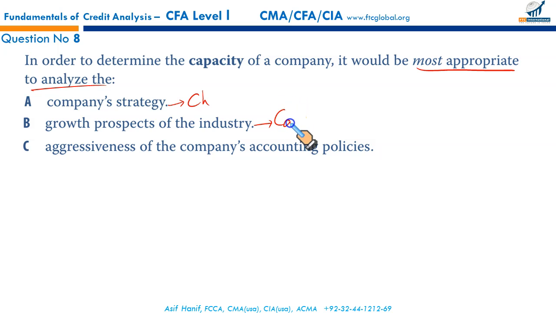So this is true, this is capacity. And aggressiveness of the company's accounting policies, well, that is character, not the capacity. So that makes B the correct option. We are looking for capacity, and that's B.